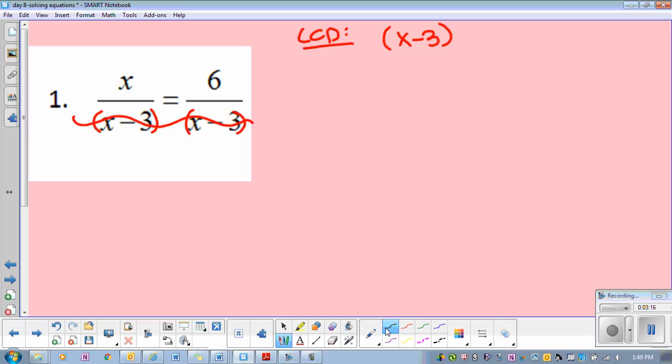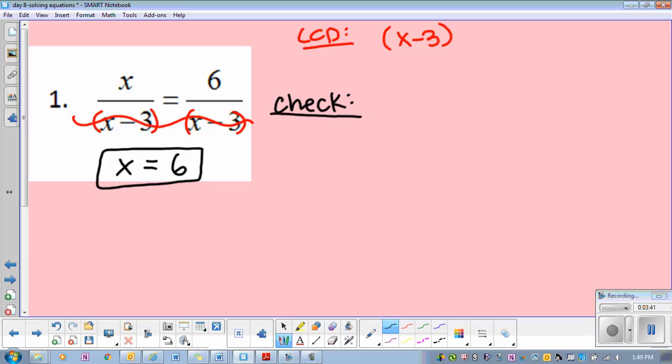So I'm going to lightly cross out the denominator. And then everything on the top there, that's your equation. So we have x equals 6. That's it? Yeah, that's it for this one. So now we have to check. Okay? That means we got to plug it into the LCD. So if my LCD is x minus 3, well then plug in your 6 for that x. So then if you have 6 minus 3, what is that?